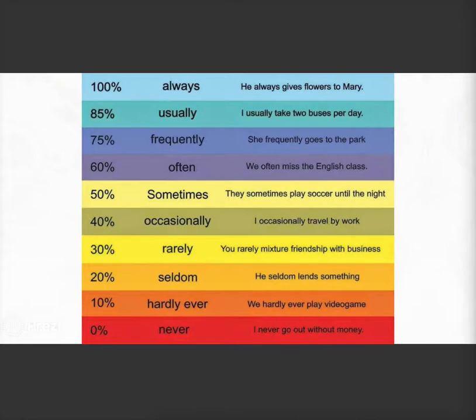Perfect. Now, there is another frequency adverb that is often. When we use often, babies, we are talking of a 60% of frequency. Do you know what is the meaning of often, babies? A menudo. A menudo, very good. Often, a menudo. Okay, Juandi, can you please help me reading that example?